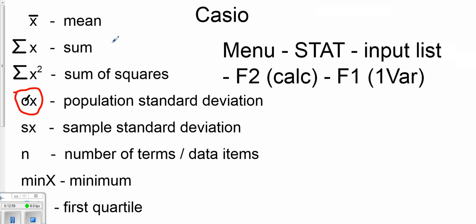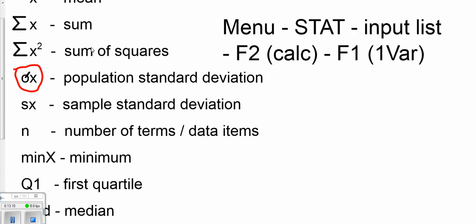Again, this is just what each one of those means. X bar is the mean of all of your data. The uppercase sigma x is the sum of all of your data. Just take everything and add it up together. If you square each of your data values and then add them all together, that would be this, the sigma x squared.